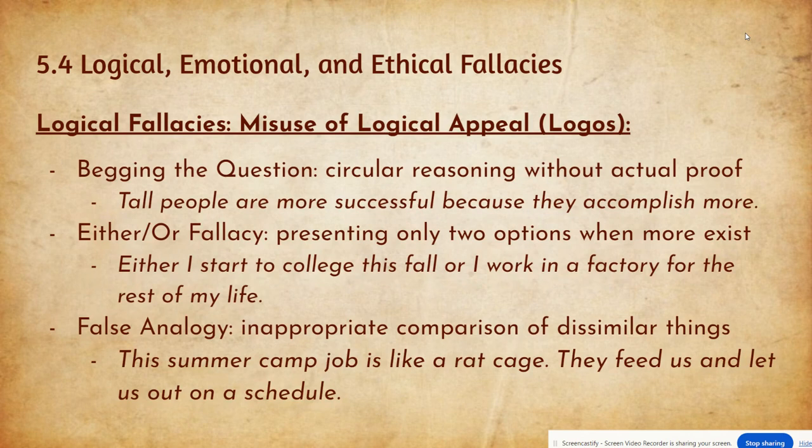So here are some of the fallacies that the text goes over. We've got begging the question, which is circular reasoning without actual proof. Tall people are more successful because they accomplish more. Okay, that doesn't really make any sense. We don't really have any actual proof within that statement.